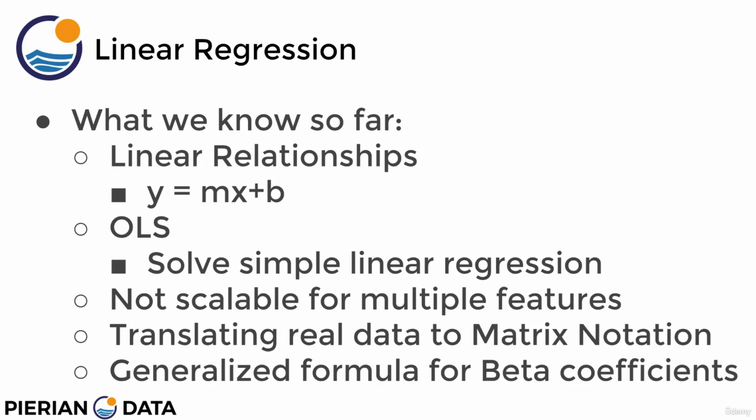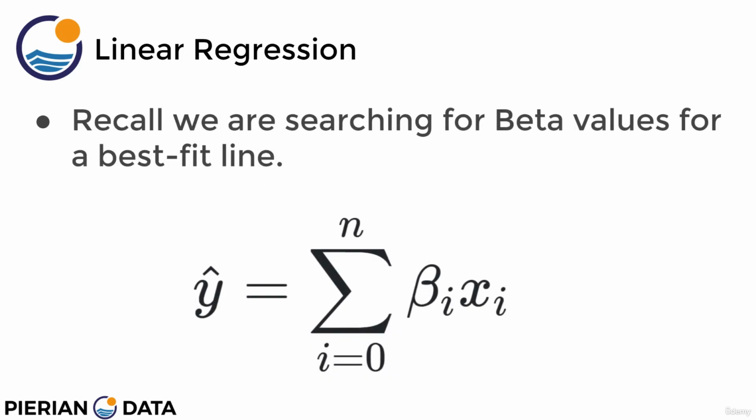However, if I try to add in more features beyond just simple linear regression, we quickly see that OLS is not going to be scalable for multiple features. What I also know is that I can translate real data into matrix notation, and when I did that translation, we discovered a generalized formula for beta coefficients for multiple features. Let's revisit that formula. Recall the formula looks like this.